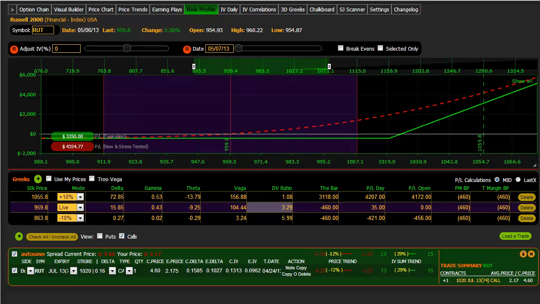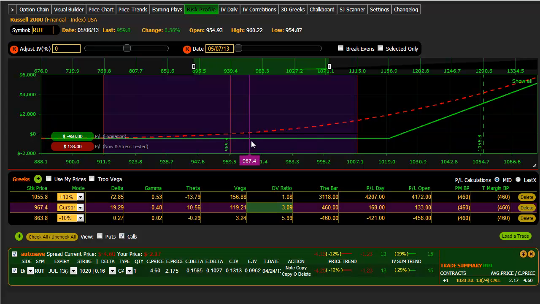So let's take a look at this one that I have on my screen right now. In this case, we're trading an index, the Russell index, and in this case we're buying a call. We have the strike price of 10.20 and the current price of the Russell is about 9.60.